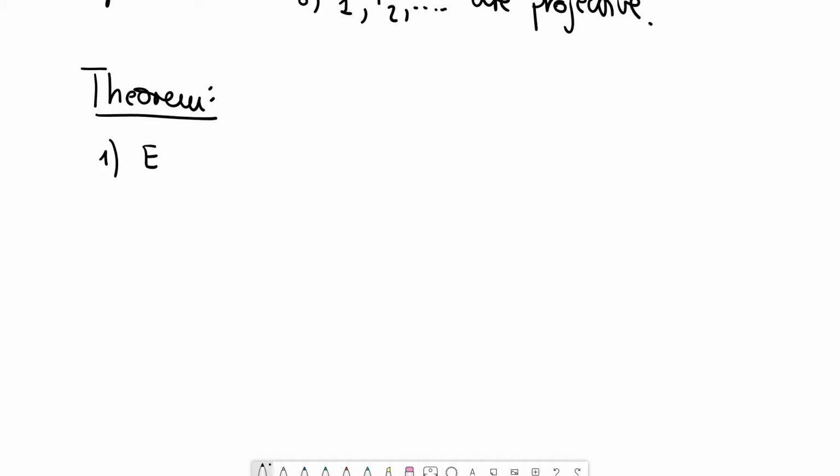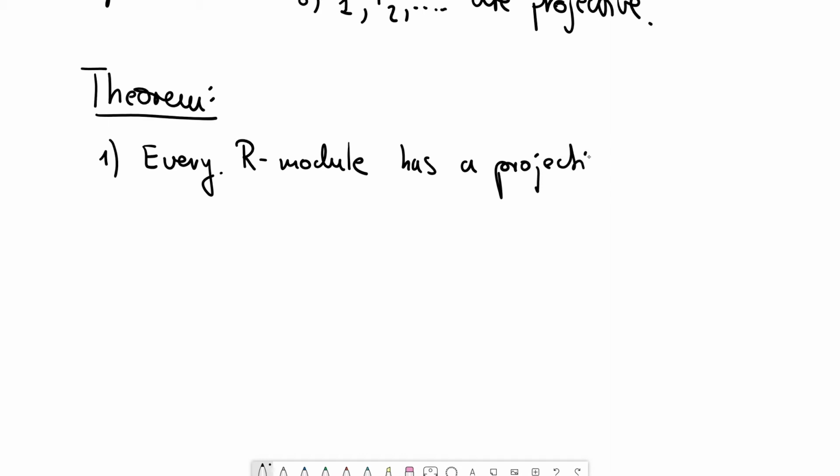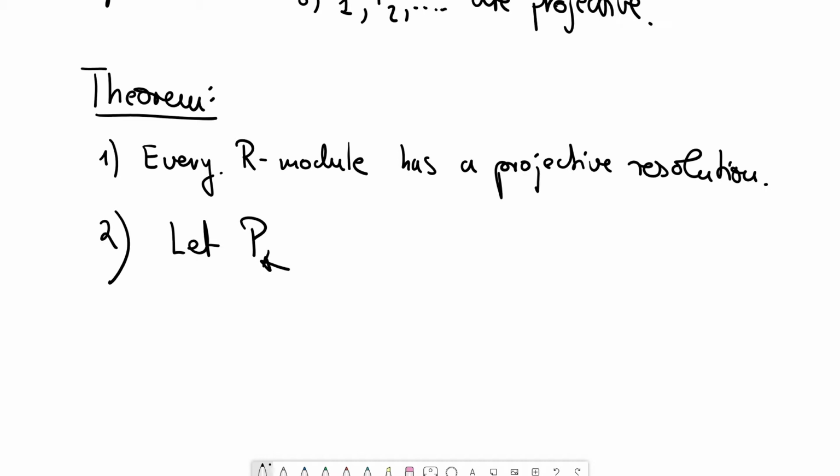So the first statement is every R module has a projective resolution. I will now formulate a fact that has as a consequence that this projective resolution is unique up to chain homotopy equivalence. But I will formulate the statement in greater generality. For that, I consider an arbitrary chain complex P star of projective modules, not necessarily acyclic or something. Just a chain complex of projective R modules.